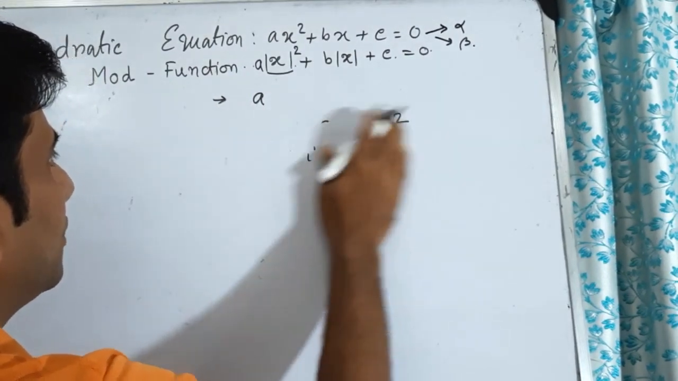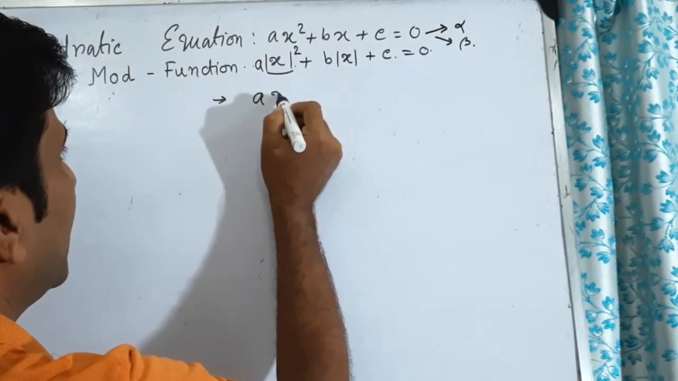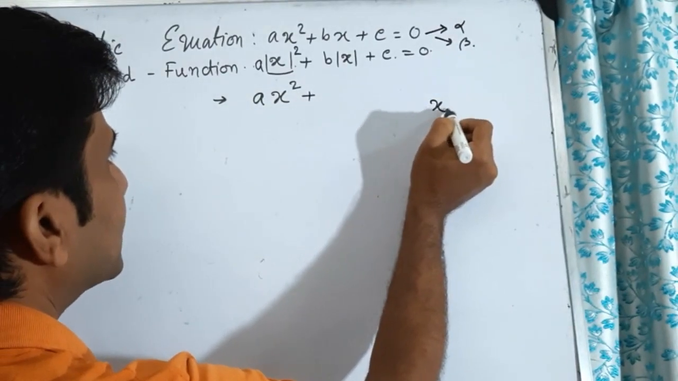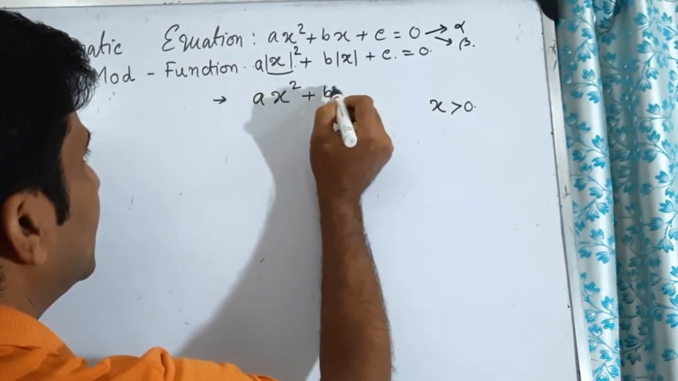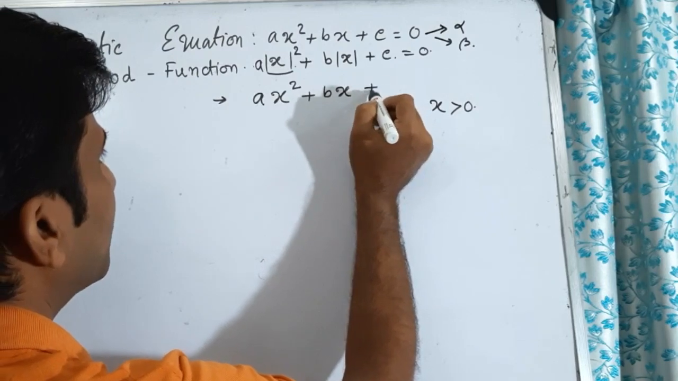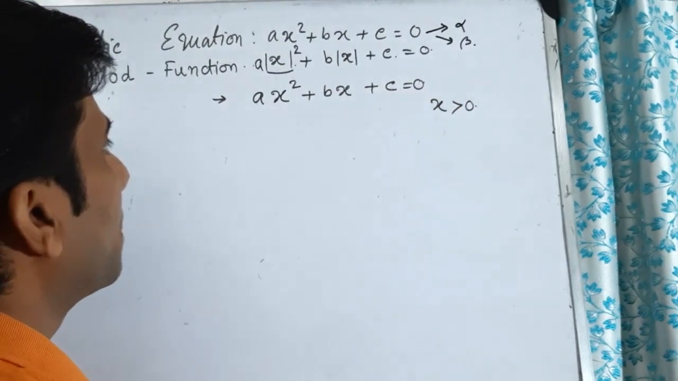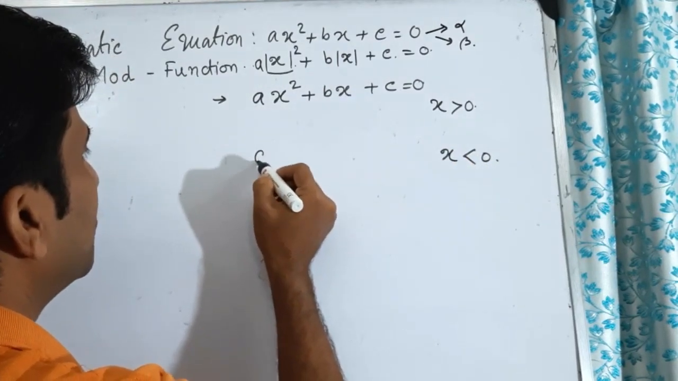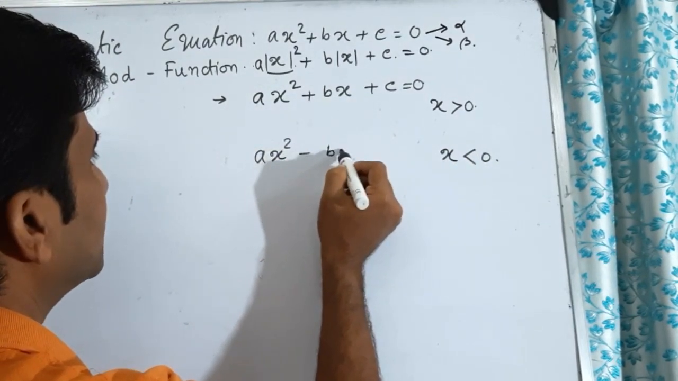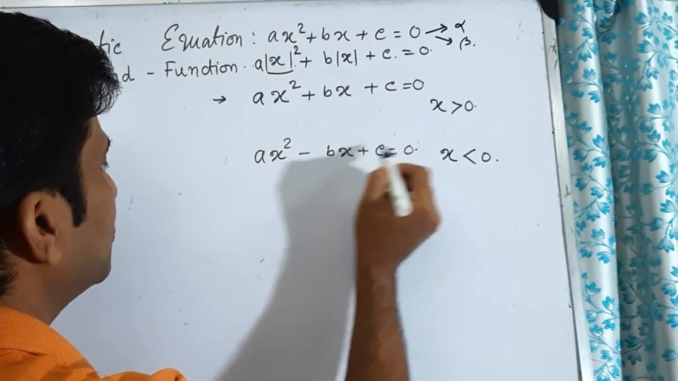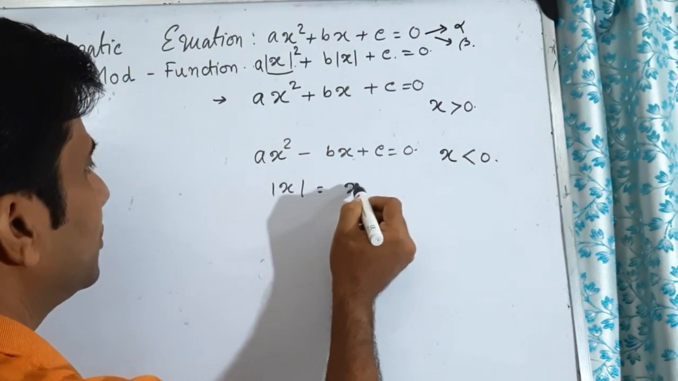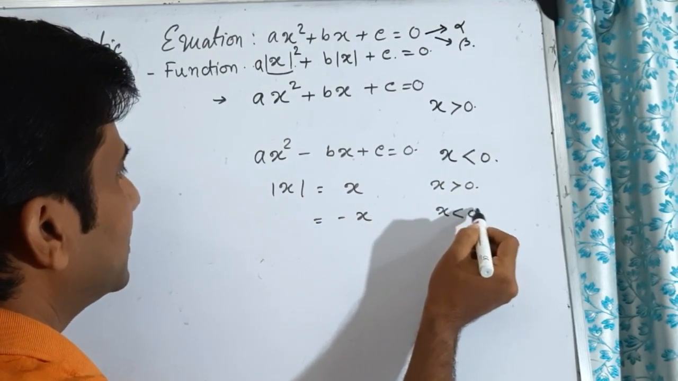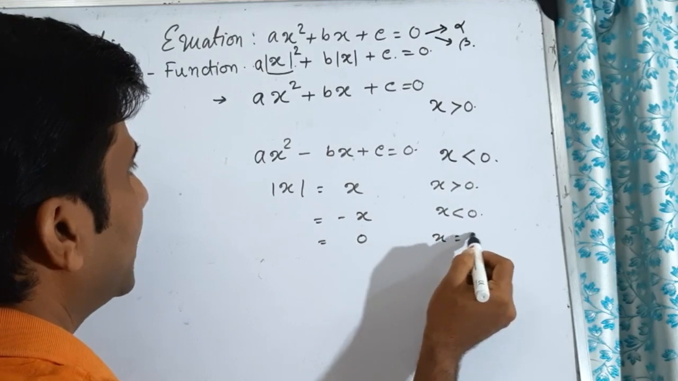Now this transforms to ax square plus bx plus c is equal to 0 if x is greater than 0, and if x is less than 0, then it transforms to ax square minus bx plus c is equal to 0. As we know, the mod function is equal to x when x is greater than 0, equal to minus x when x is less than 0, and equal to 0 when x is equal to 0.